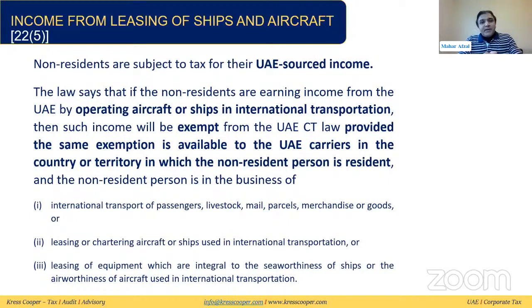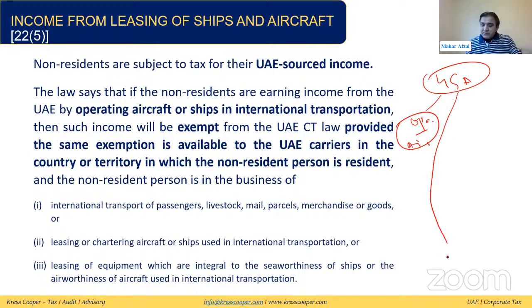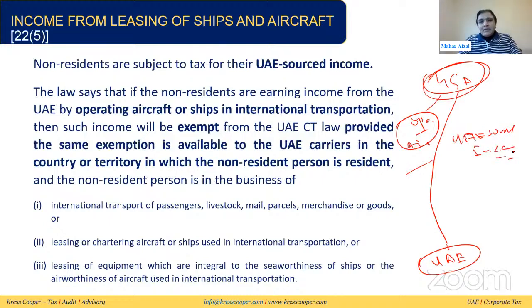Income from leasing of ships and aircraft. Think like this. This is a USA company operating ships and aircraft. This US company is coming to the UAE international waters. Once this company is coming to the UAE international waters, then in principle, whatever we have discussed, this company is earning income from the UAE. It will be considered UAE sourced income, though in principle withholding tax should be applicable in the UAE. And we all know that 0% withholding tax applies for the time being.